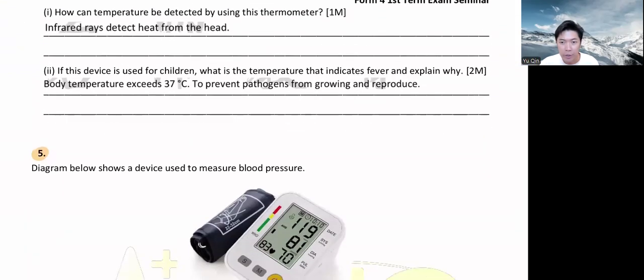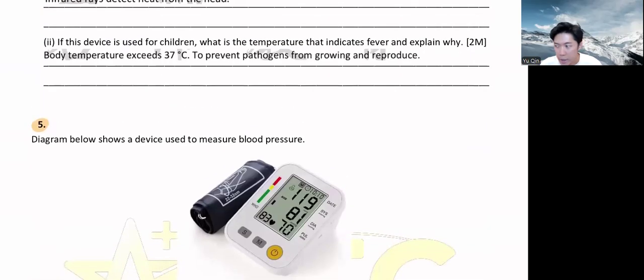Okay, good. Then I think pulse rate, no need. I'll leave pulse rate because we did the experiment. So I think we go for blood pressure, which is the next part. Blood pressure.